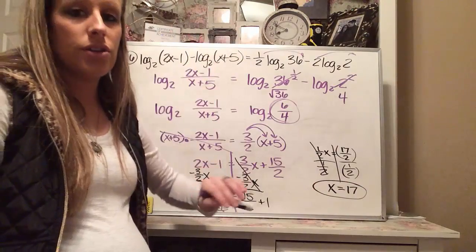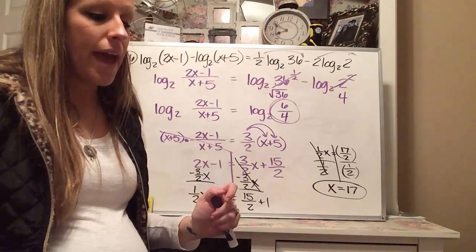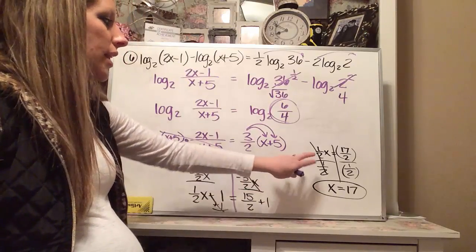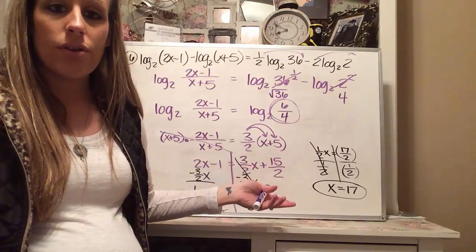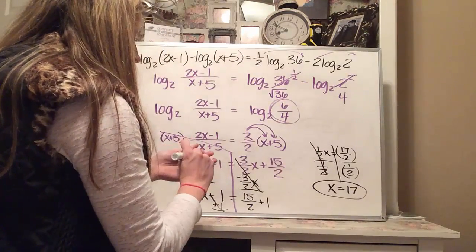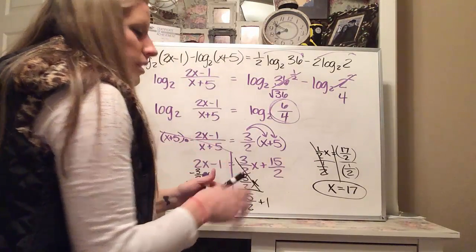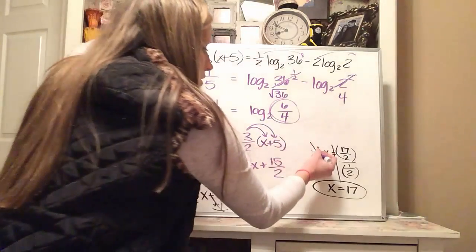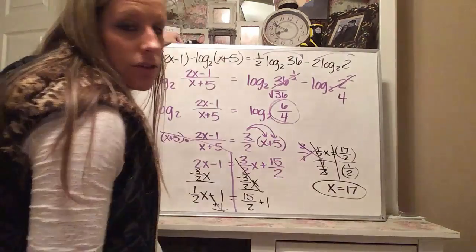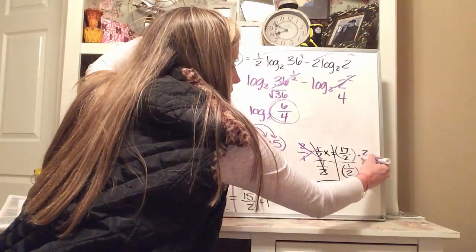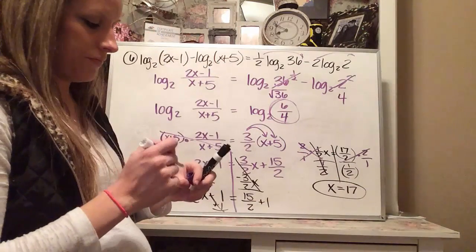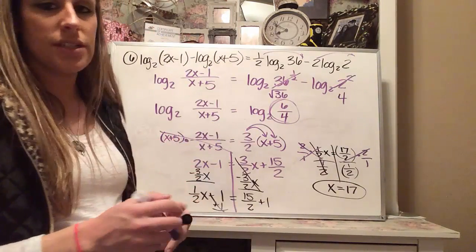Okay, the other way you can do it, and I think those of you that had algebra in 8th grade, I think y'all like to multiply by the reciprocal, right? You can do that too. It's the same thing. If I multiply both sides by 2 over 1, those will cancel, and I get 17. Okay, so the answer is 17.